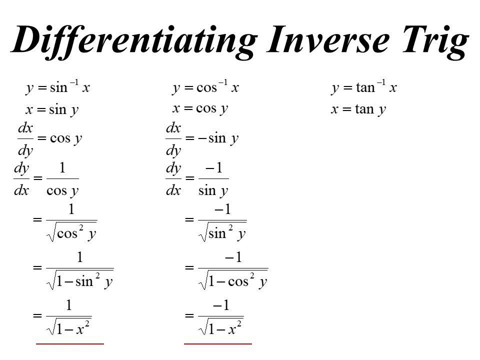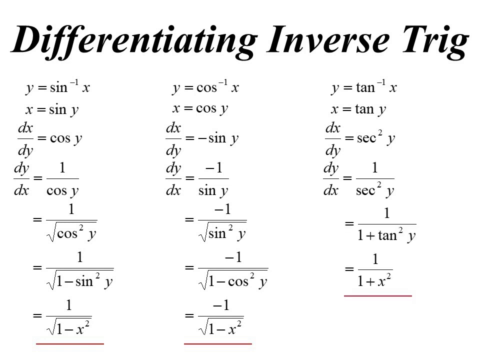Inverse tan. x equals tan y. Tan goes to sec squared. So dy/dx is 1 on sec squared. I don't need to do the square root of squared because I've already got the squared. But sec squared is 1 plus tan squared, so we get 1 on 1 plus x squared. So there are the three main inverse trigs.